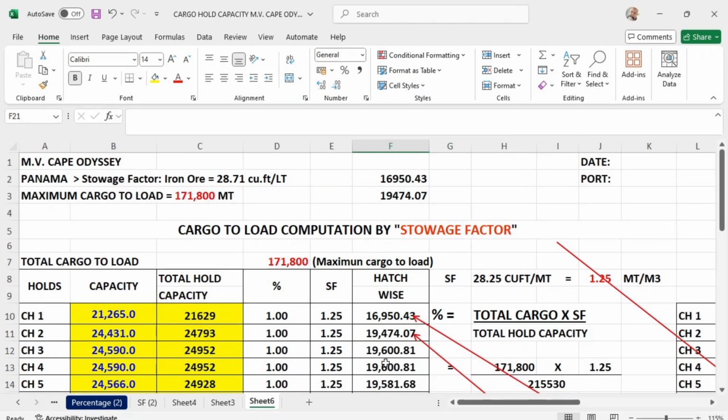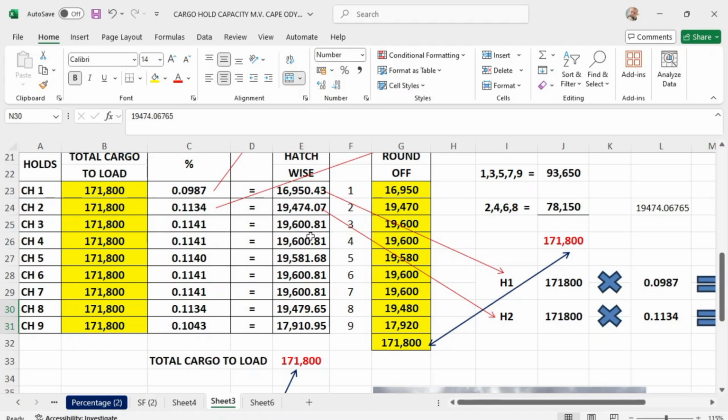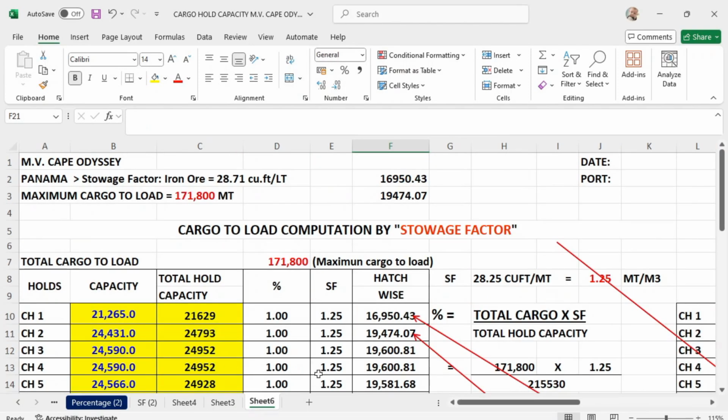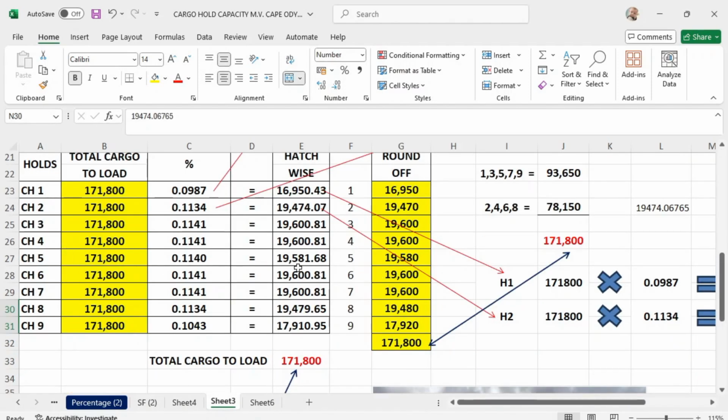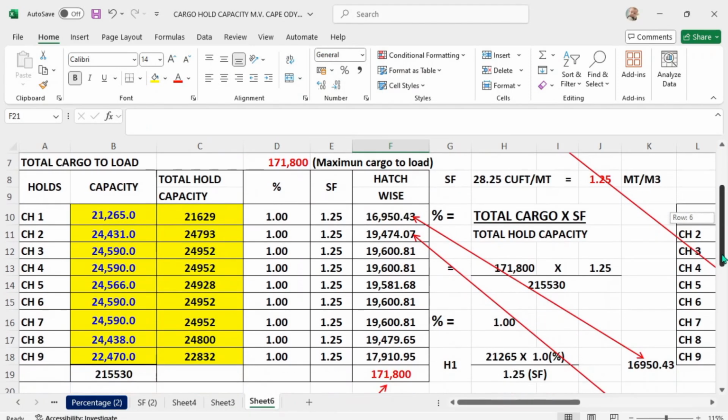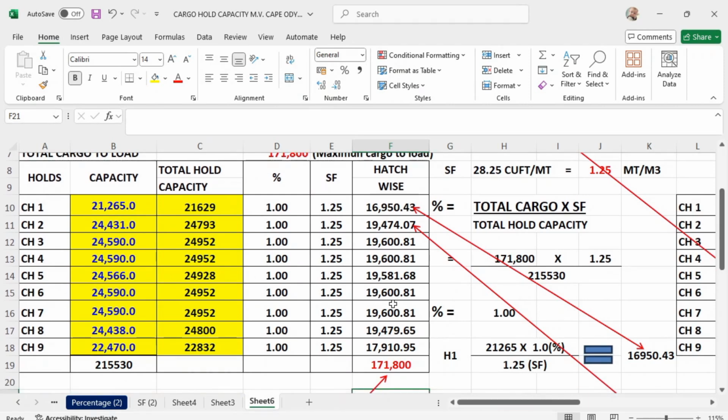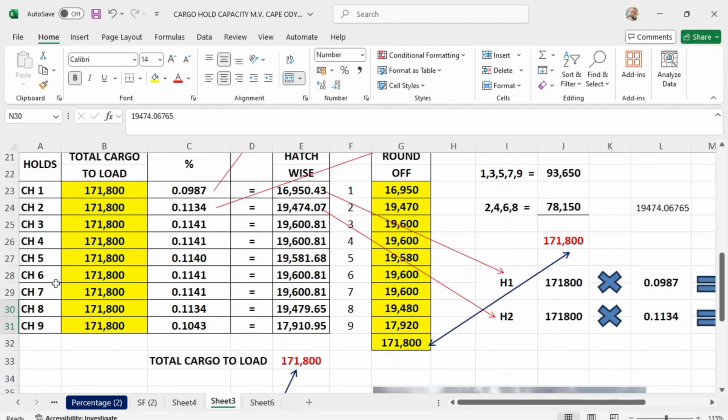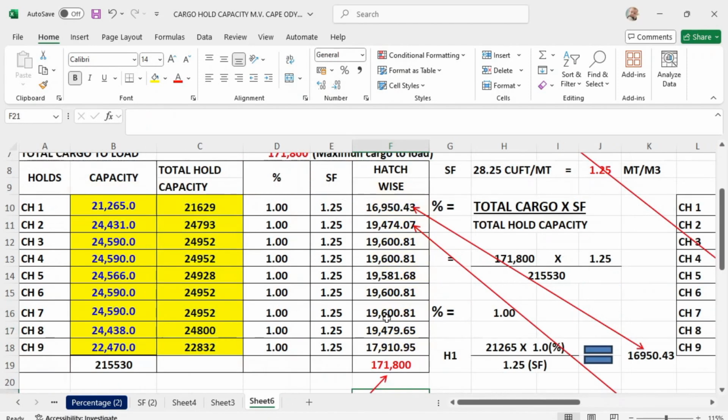And number 3 will be 19,681.81, and number 3 will have 19,681. Okay, and number 4 will be the same. Number 4 we have the same, 19,681. And number 5, 19,581.68, and number 5 we have 19,581.68, the same. And we go to number 6. Number 6 will be 19,681.81, and number 6 will have 19,681, and number 7 the same. And in number 7 here we have the same amount.